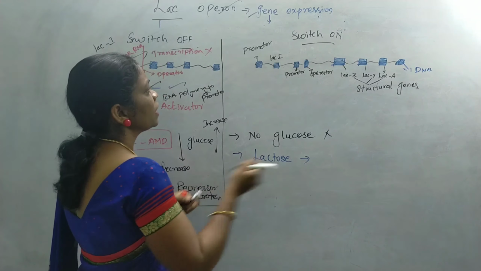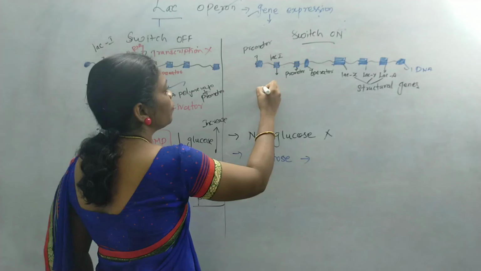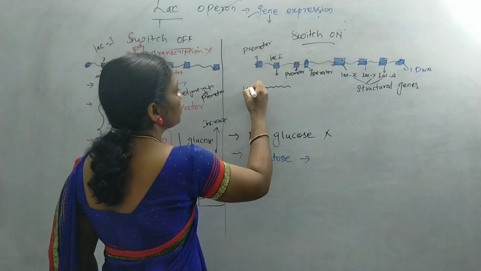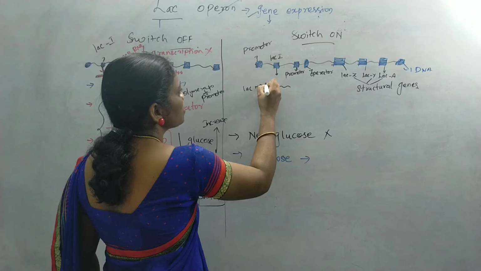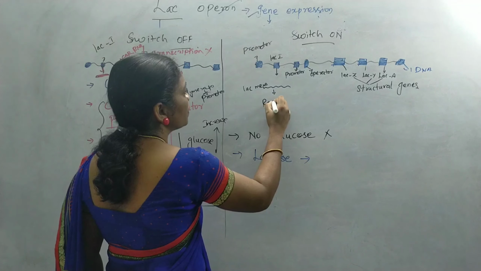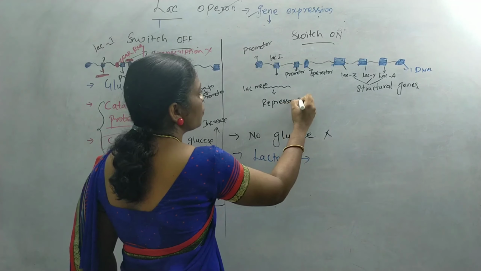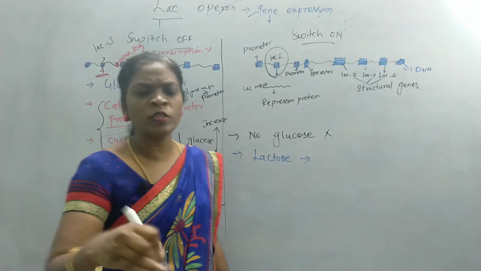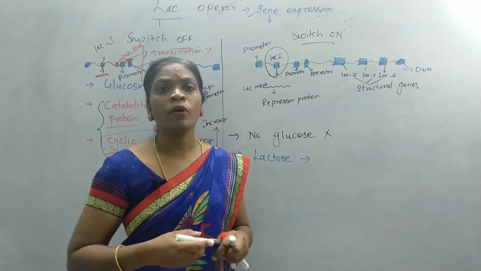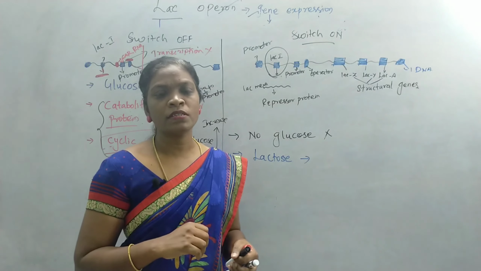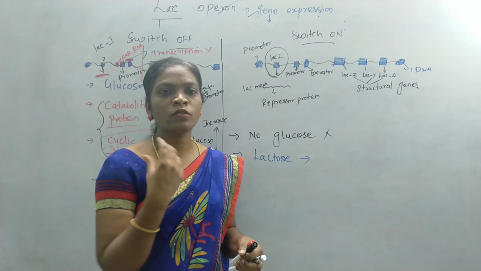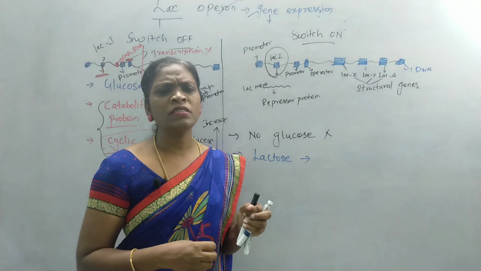So what happens here? This LAC-I gene will produce a LAC-I mRNA. This mRNA will produce the repressor protein. So the repressor protein is produced. This LAC-I gene will go on producing the repressor protein. It is a continuous process. It is not going to stop according to the need of the food substances, whether glucose is present or lactose is present or absent. This LAC-I gene will go on producing the repressor protein.